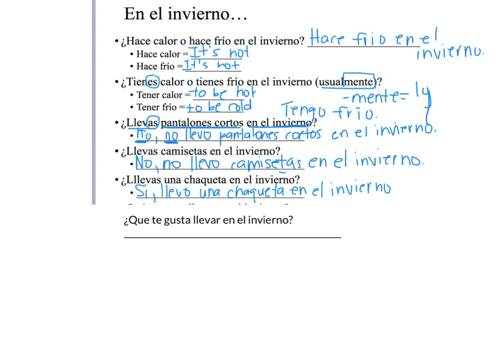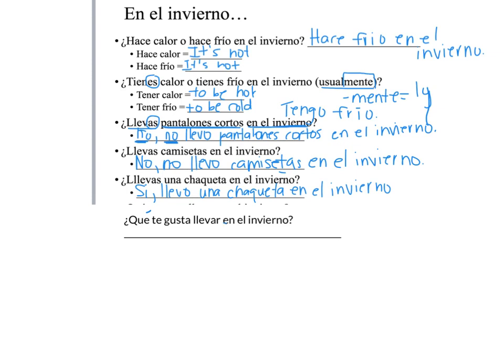¿Qué te gusta llevar en el invierno? I'm going to put an accent over my K because there does need to be an accent on that to make it mean the word what. That's our question word, what. So let's look at the question. Let's break it down. What does this mean? ¿Qué te gusta llevar en el invierno?